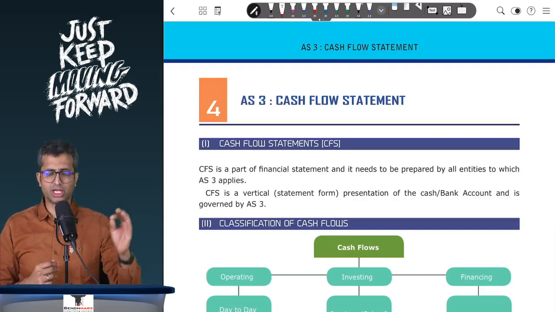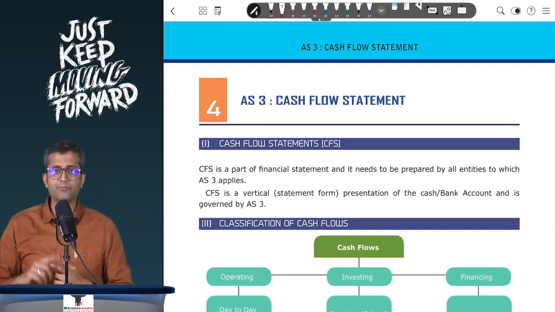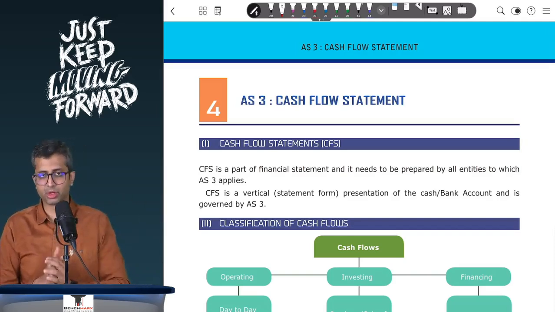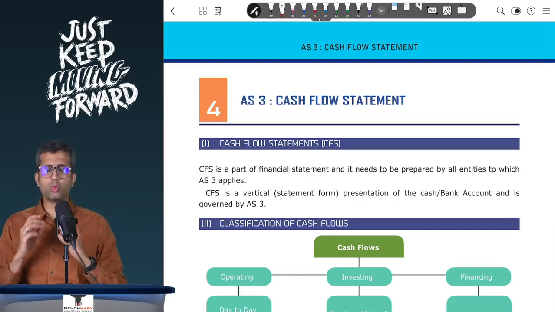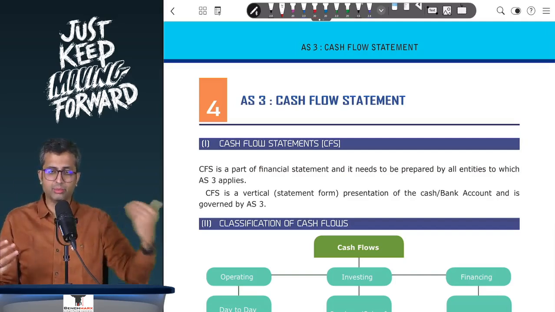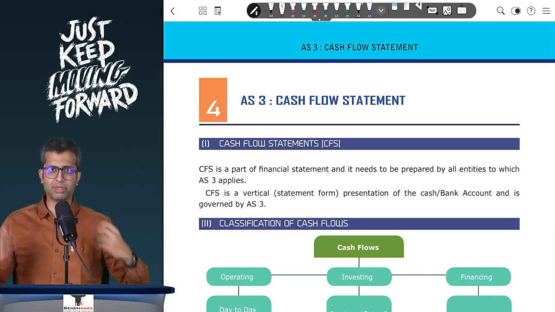Now there are certain items that you have to pay to the providers of finance, like you might have to pay interest, you might have to pay dividend. These payments are also taken as payments from financing activities. Now what happens in a cash bank account is you just dump in all the items. However, in a cash flow statement, you properly organize them and then subdivide them between operating, investing and financing.